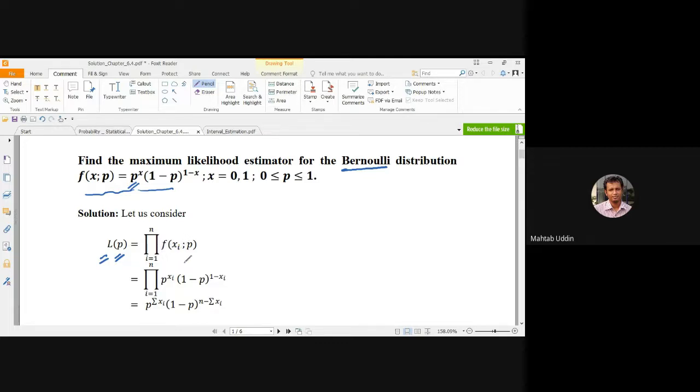This function is p^xi (1 minus p)^(1 minus xi). Now if we take the product, the powers will be summed, right? p^x1, p^x2, up to p^xn, they will be summed. We have the sum of xi. Do you understand?